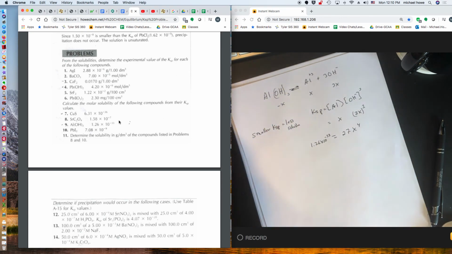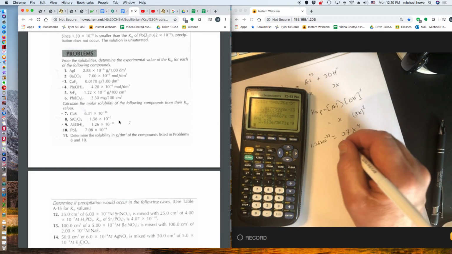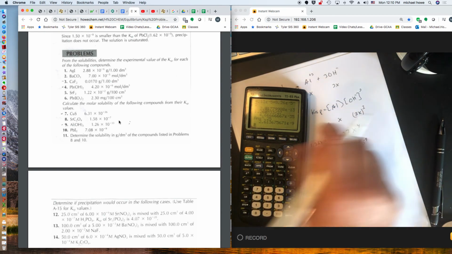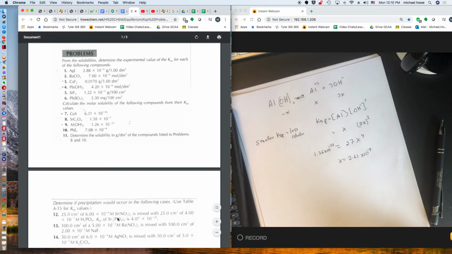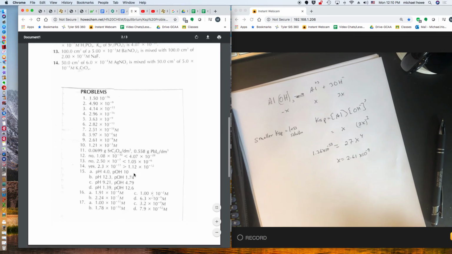All right, so to solve this, then we need to divide by 27 and take the fourth root. So we'd have 1.26 times 10 to the negative 33rd, and we would divide by 27, and then raise that to the 0.25 power, or take the fourth root, so x equals 2.61 times 10 to the negative 9th. And so that would be the solubility, that's what x is, how much dissolves, of the aluminum hydroxide. So we said 2.61 times 10 to the negative 9th. That's number 9, and there's our answer. So we agree. So your answers are down here.